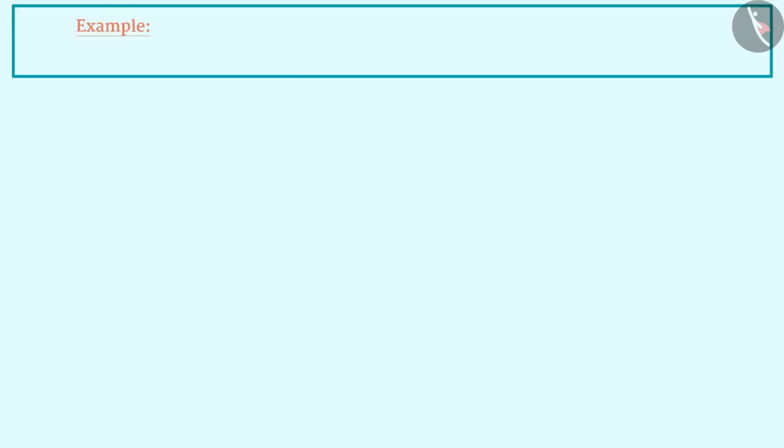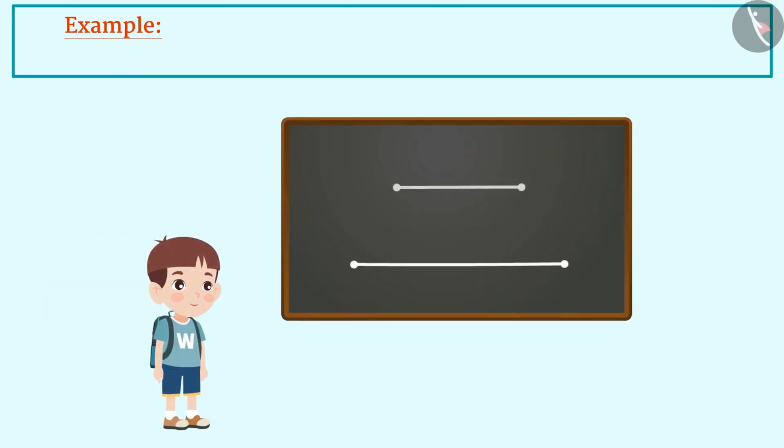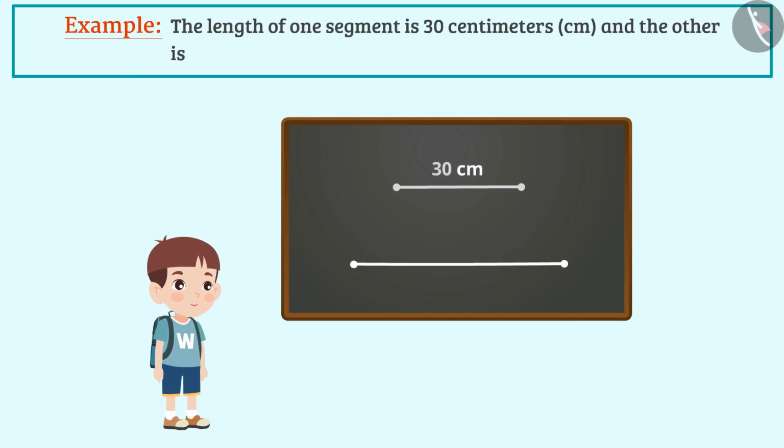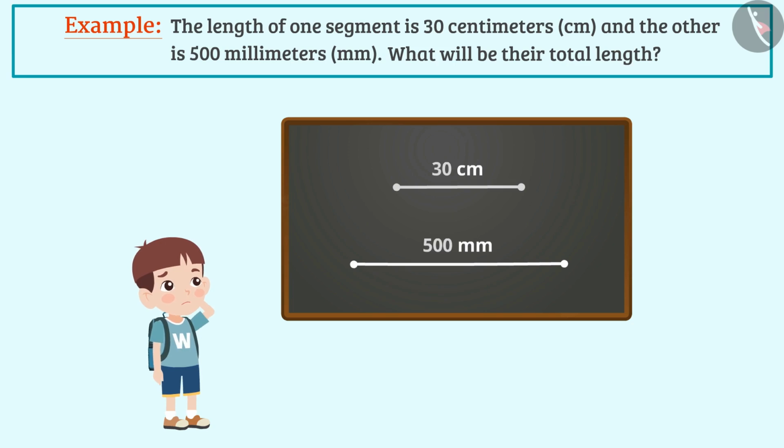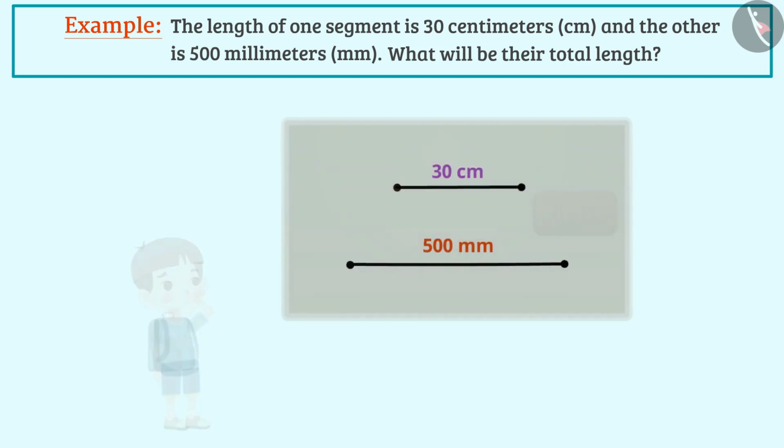Let us now see some examples related to them. Rohan is measuring 2 line segments. The length of one segment is 30 centimeters and the other is 500 millimeters. What will be their total length? As you can see, in the given question, the units of both the lines are different. It is necessary to make these units equal to find the total length.